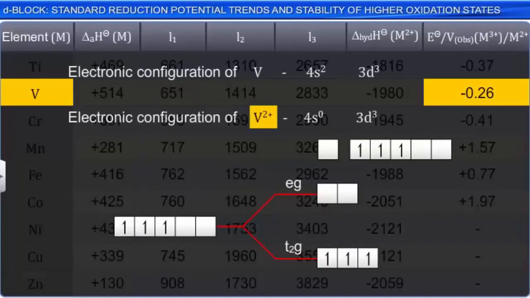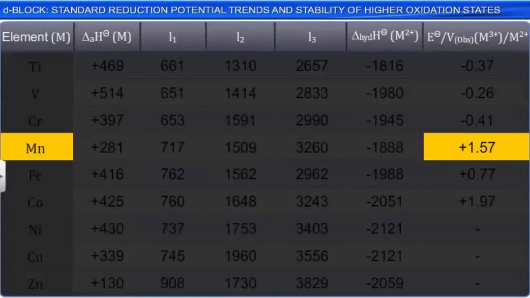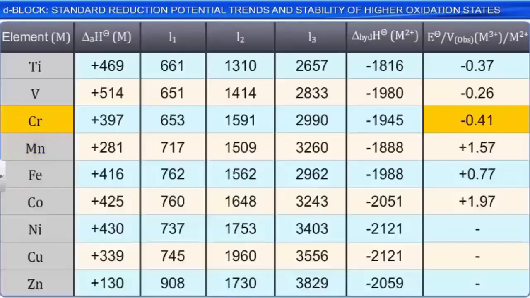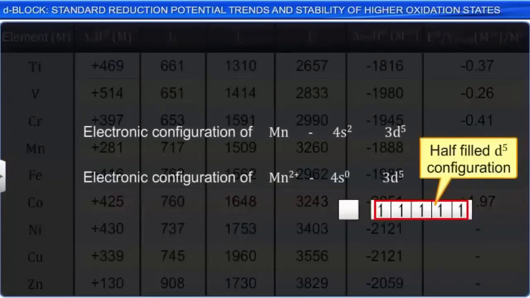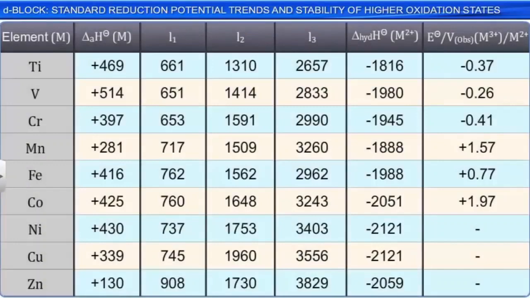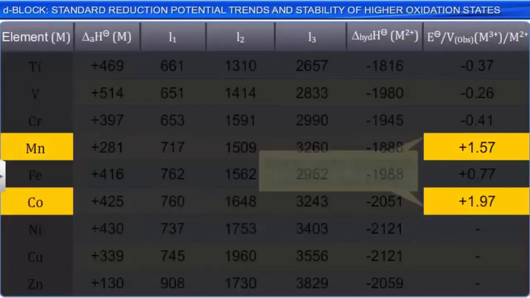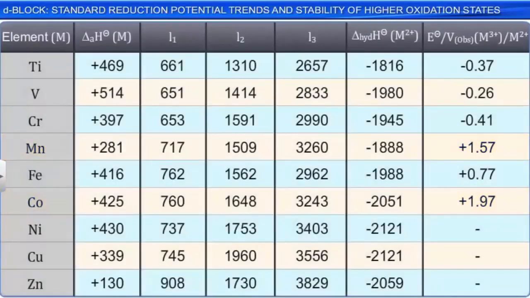Manganese has a higher electrode potential value than chromium and iron because of its very high third ionization energy, which is again due to the stability of the half-filled d5 configuration. The higher values for manganese and cobalt show that they are the strongest oxidizing agents in aqueous solutions. The comparatively low value for iron shows that the reduction of ferric ion to ferrous ion is less favorable, since ferric ion is extra stable due to the half-filled d5 configuration.